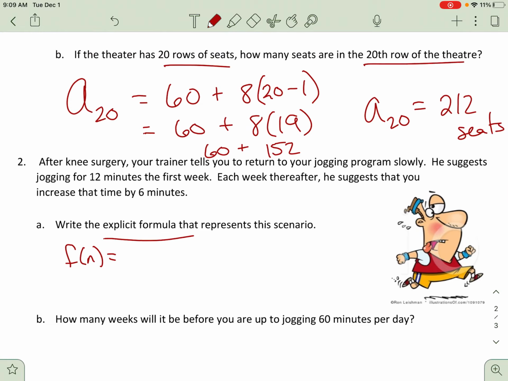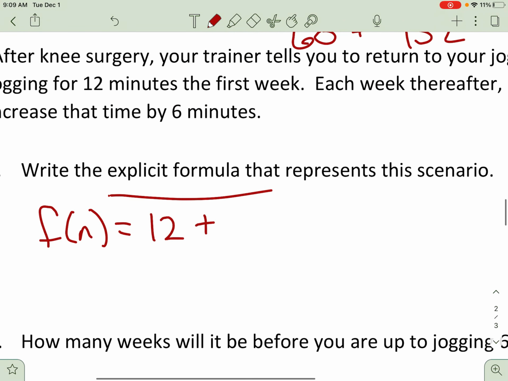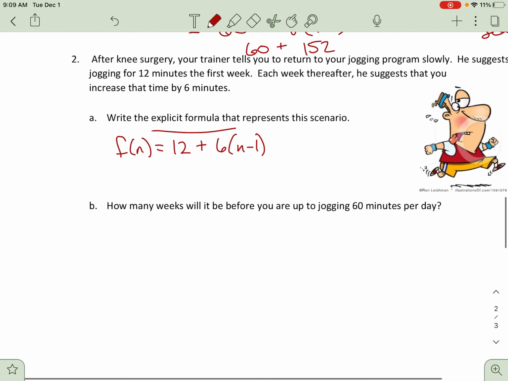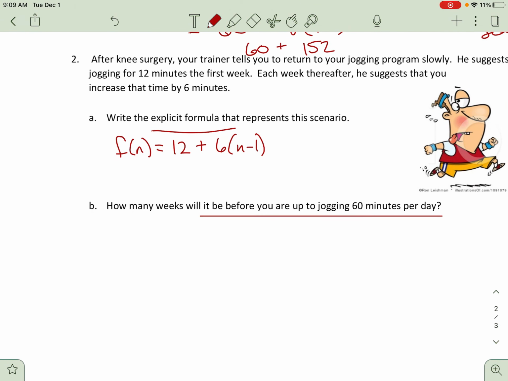Equals the first number, which is 12, and it increases by 6 minutes, and then you multiply that by n minus 1. Okay, so how many weeks will it be before you are jogging up to 60 minutes per day? So in this case, it's saying not what is, not to increase it to the 60th term, but rather it's saying, when do you get to 60? Okay, so that's the total, right? So remember, total goes on the side by itself. So this one, we're kind of working the other way, and we're going to solve it backwards.